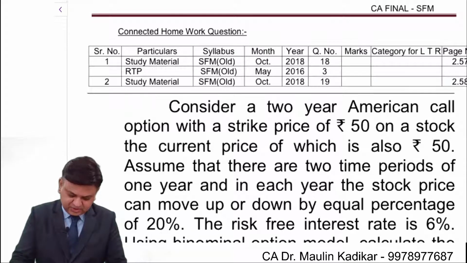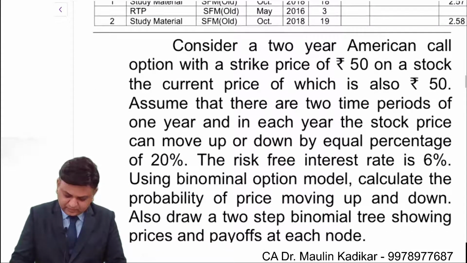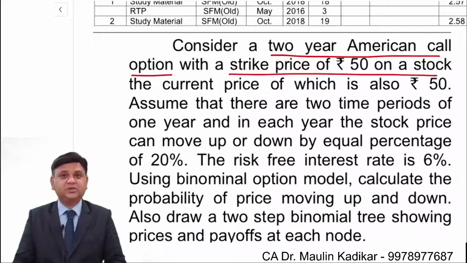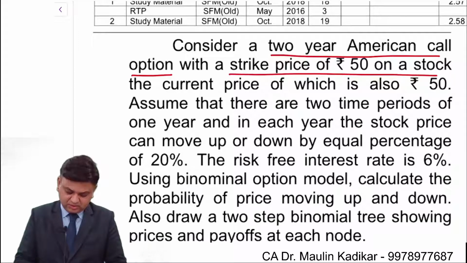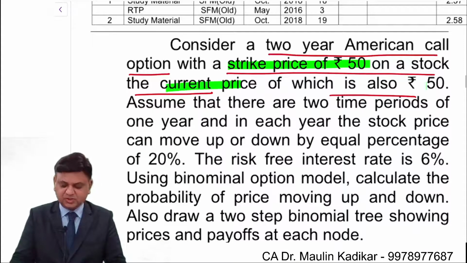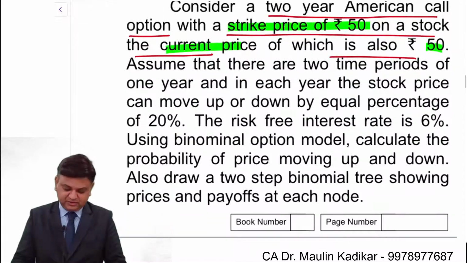Let us see the next question. Consider a 2 years American call option with a strike price of 50 rupees on the stock, the current price of which is also 50. So the exercise price is 50 and the current price is also 50, like that information is given.